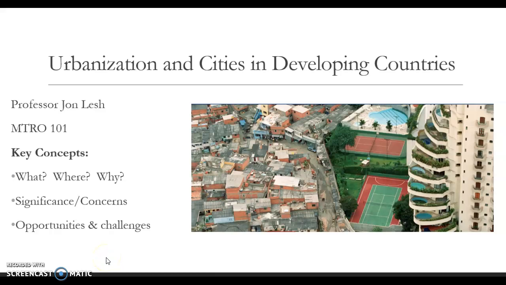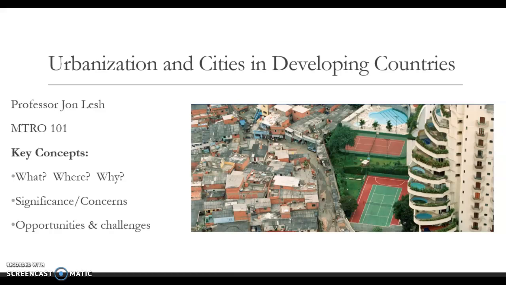Hello and welcome to this look at urbanization in cities in developing countries. The image on your screen is a photo taken in Sao Paulo, Brazil. On the right-hand side, you see the accumulation of wealth that is occurring in cities in developing countries today. On the left, you see what's known as a favela. Favela is a Brazilian Portuguese term for slum.